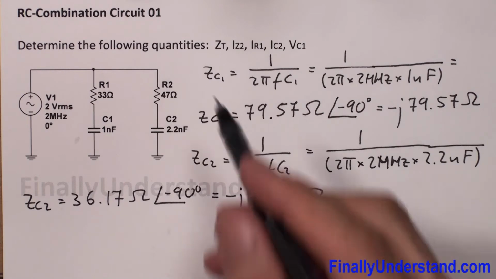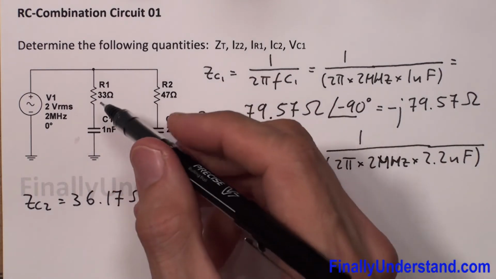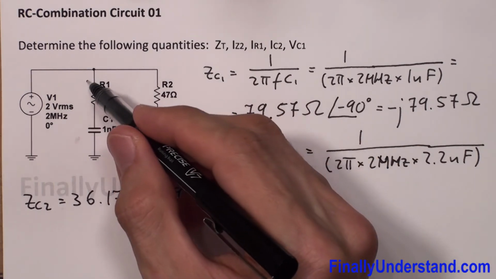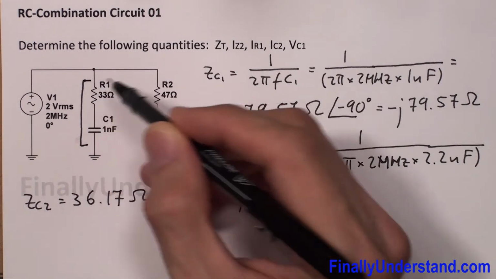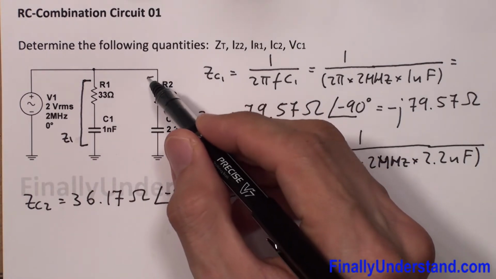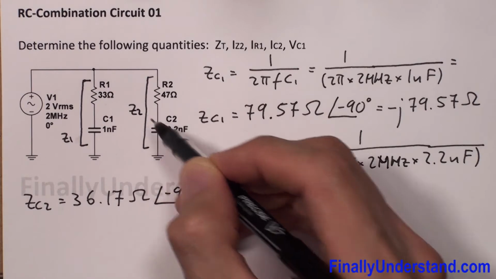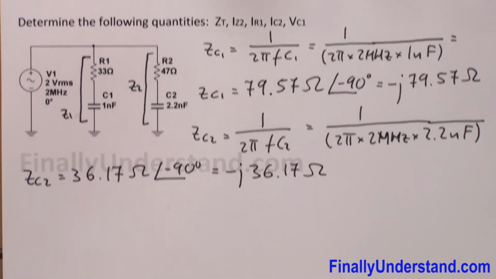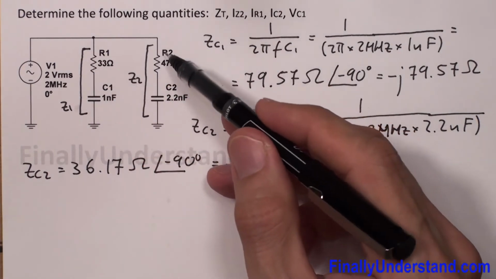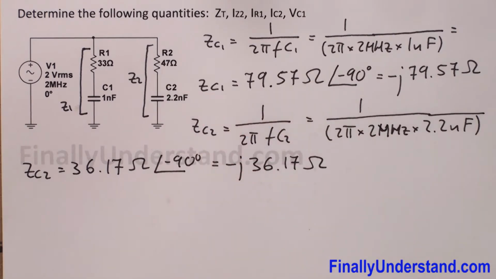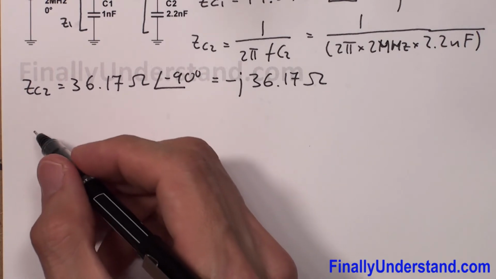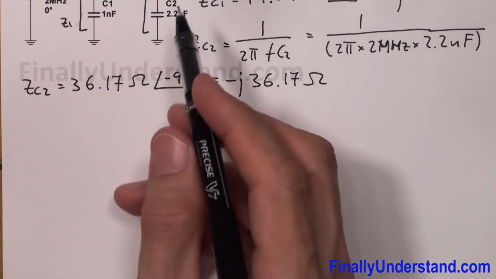Next, in order to find Z total, I'm supposed to find the impedance of this branch and the impedance of this branch. I'm going to call the impedance of these two components together Z1, and the impedance of these two components together I'm going to call Z2. Because these two components are connected in series and these two components are connected in series, I'm going to simply add R1 to ZC1 and R2 to ZC2.